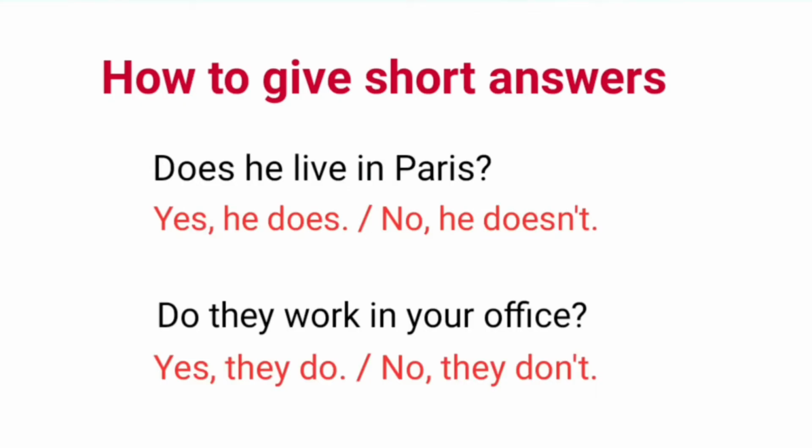When yes or no questions are asked in simple present tense, we are not supposed to repeat the full statement of the question in the answer, nor can we simply say yes or no. Rather, we have to answer them in short like this. For the question, does he live in Paris? Answer is yes, he does, or no, he doesn't. And for the question, do they work in your office? Answer is yes, they do, or no, they don't.